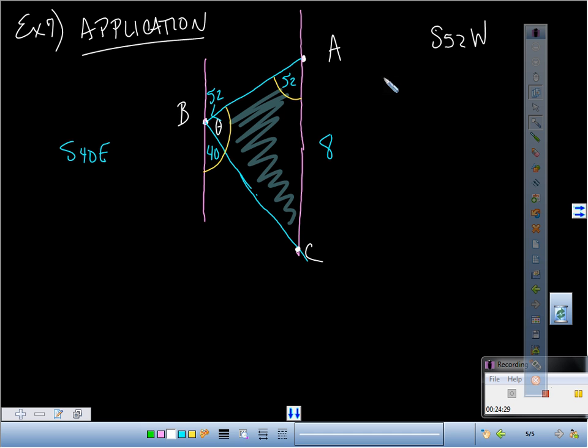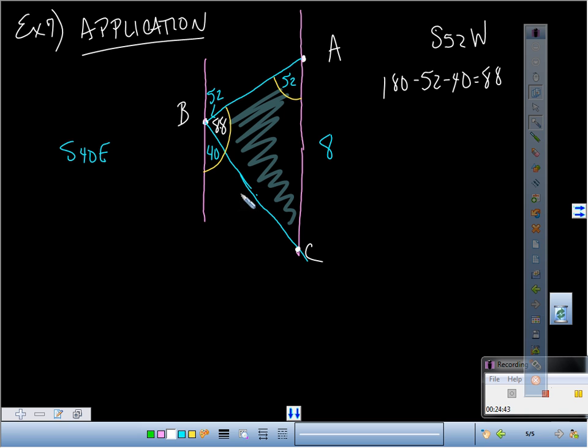Okay? So I'm going to say 180, and I'm going to take out the 52, and I'm going to take out the 40, and what am I going to be left with? 88. Okay, so this angle theta, I call it theta when I erase that, is 88. So I got a pair, right?